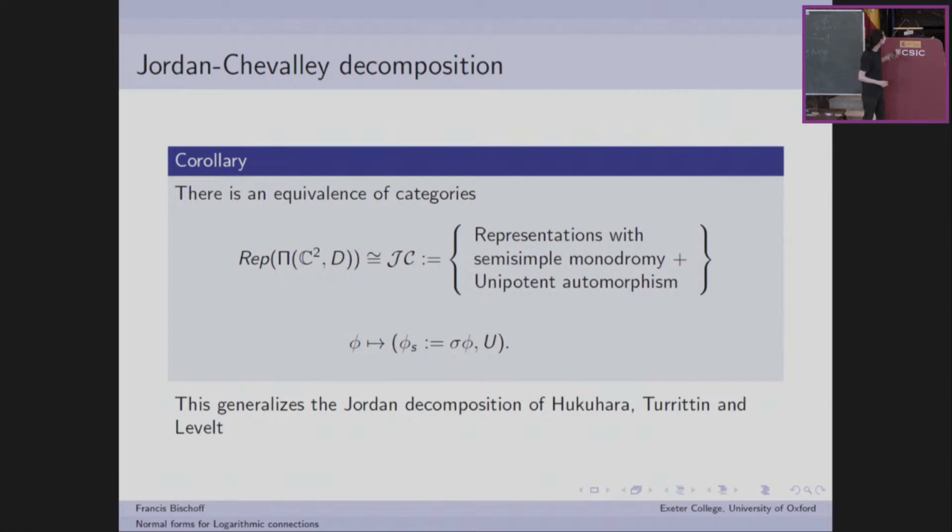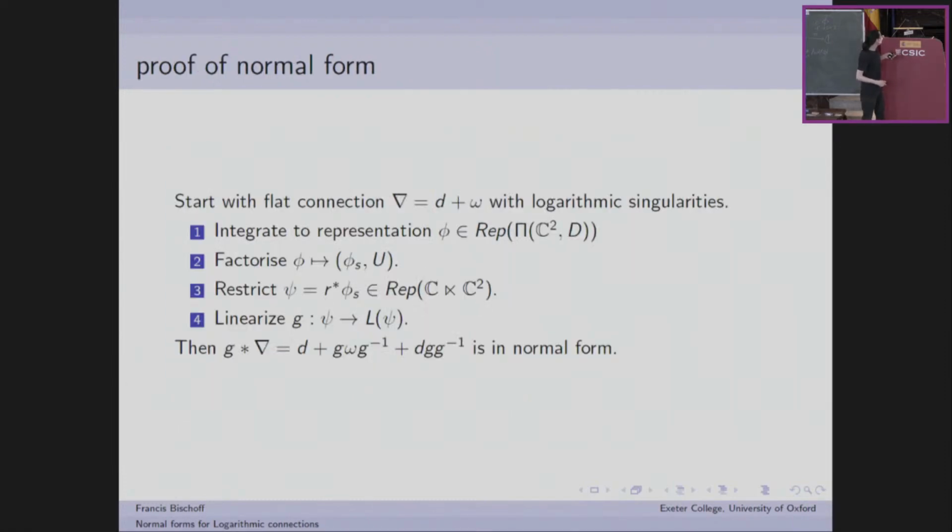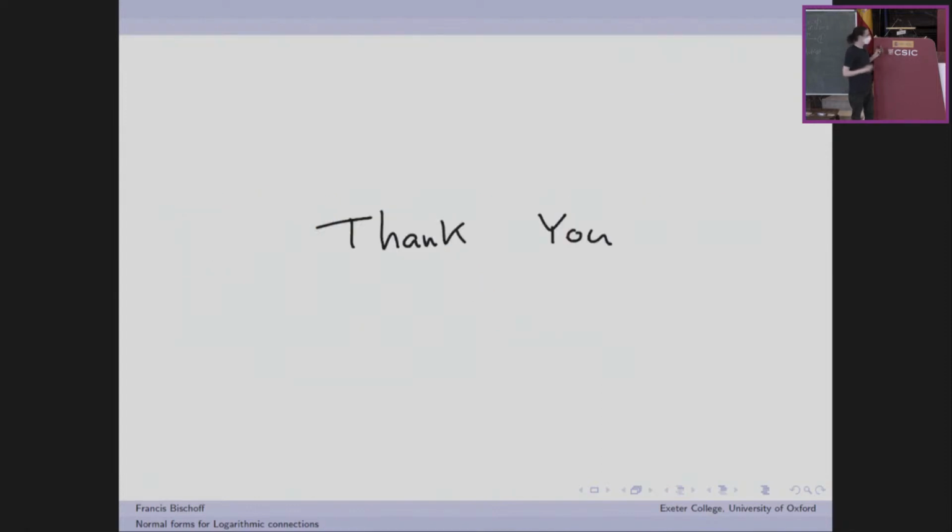Okay, so basically we just need to put all of the pieces together, and this will give the proof of the normal form theorem. We start with a flat connection with log singularities. Step 1, we integrate it to a representation of the twisted fundamental groupoid. Step 2, we factorize it using the Jordan decomposition. Then we take the semisimple part and restrict it to this subgroupoid. This thing can be linearized because it has semisimple monodromy, so we get this gauge transformation. My claim, which is not difficult to check, is that if we apply this gauge transformation, the resulting connection will be in the normal form. Okay, so that's all I had. Thank you.